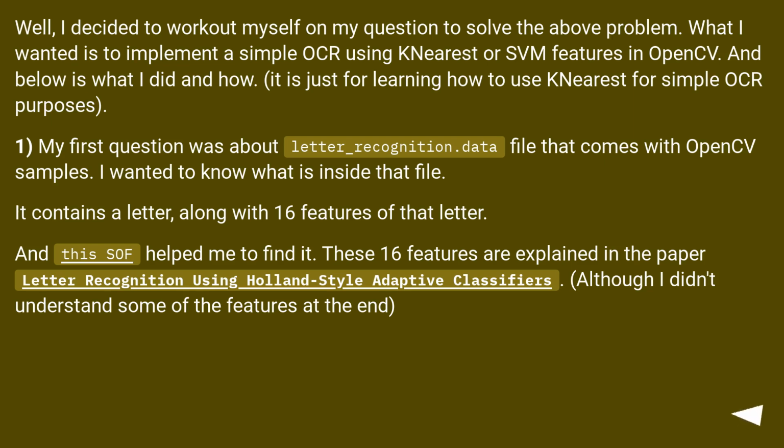1. My first question was about the letter-recognition.data file that comes with the OpenCV samples. I wanted to know what is inside that file. It contains a letter, along with 16 features of that letter, and this SOF post helped me find it. These 16 features are explained in the paper Letter Recognition Using Holland-Style Adaptive Classifiers, although I didn't understand some of the features at the end.